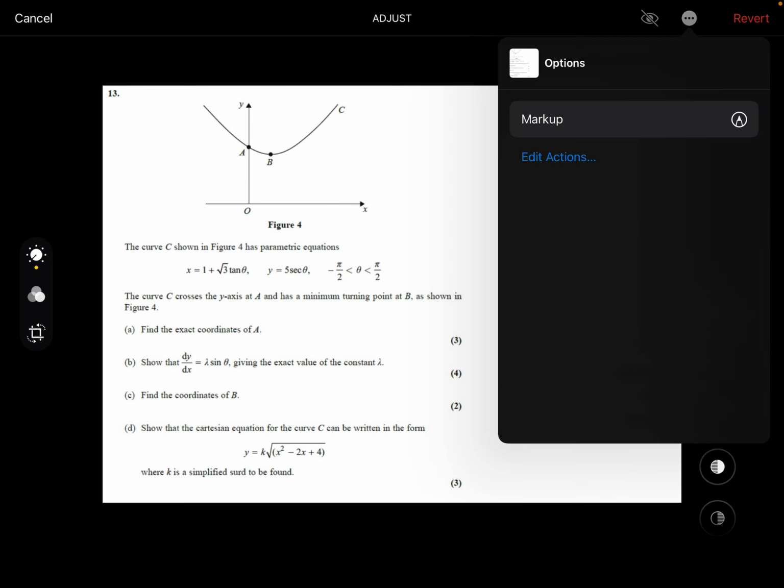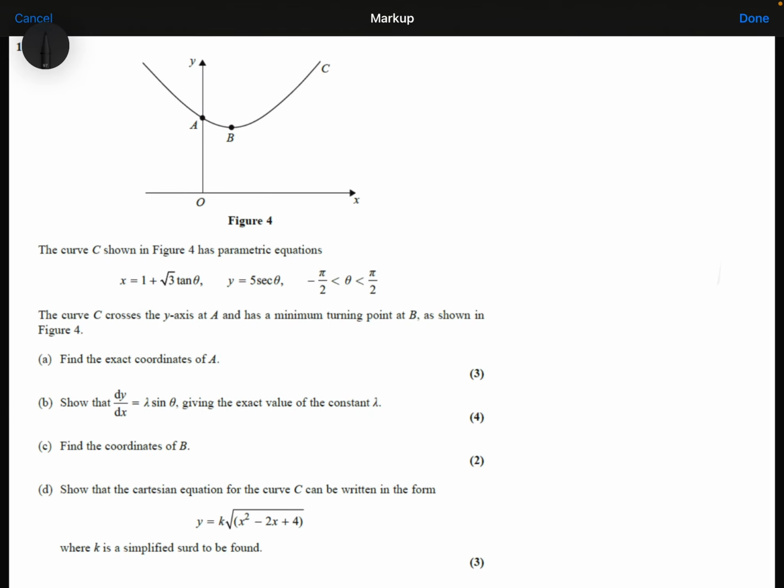Finally, part D. Show that the Cartesian equation for the curve C can be written in the form y equals k times the square root of x squared minus 2x plus 4, where k is a simplified surd to be found. So Cartesian equation, so I want to find a way of getting only y and x here, so I need an identity linking the tan theta and the sec theta. Well, the obvious identity for me here is that 1 plus tan squared theta is equal to sec squared theta.